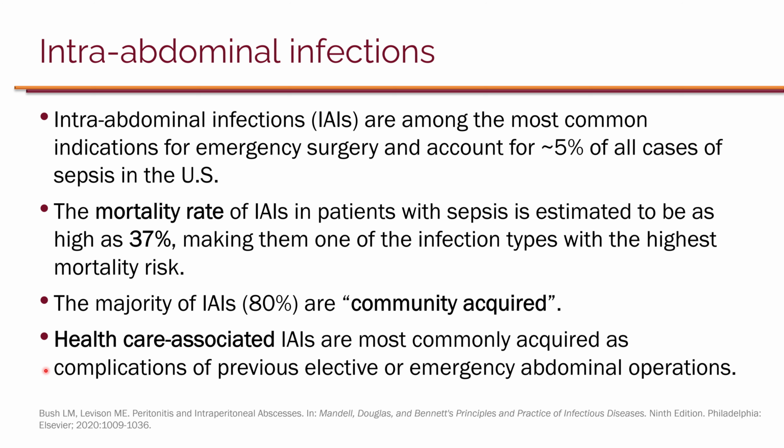The majority of intra-abdominal infections are community acquired, so about 80% of them are in the community. And the remaining 20% are healthcare associated, that are most commonly acquired as complications of previous elective or emergency abdominal operations. So community acquired intra-abdominal infections are less likely to be due to resistant organisms, whereas healthcare associated intra-abdominal infections are more likely to be caused by resistant organisms.